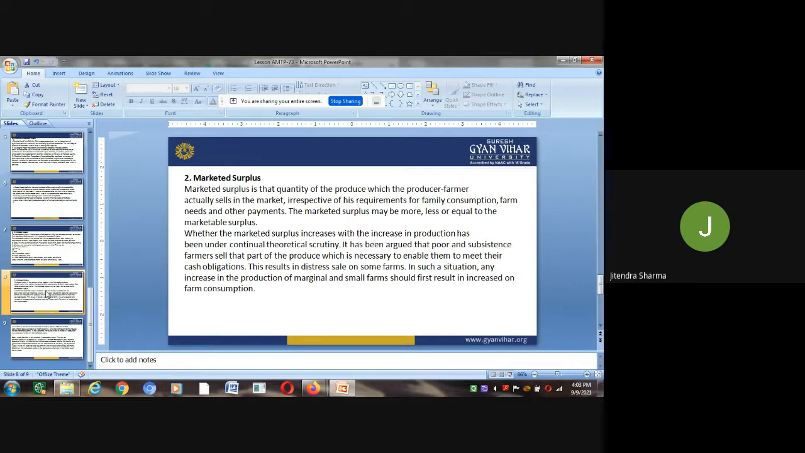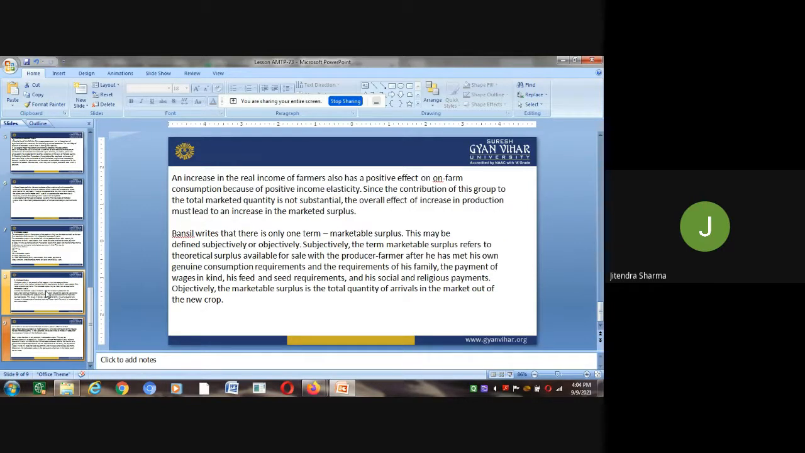So this is a very serious issue, what is the difference between the marketed surplus and marketable surplus. We'll discuss that after completion of what we are discussing. An increase in the real income of the farmer also has a positive effect on farm consumption because of positive income elasticity. Since the contribution of this group to the total marketed quantity is not substantial, the overall effect of an increase in production must lead to an increase in the marketed surplus.